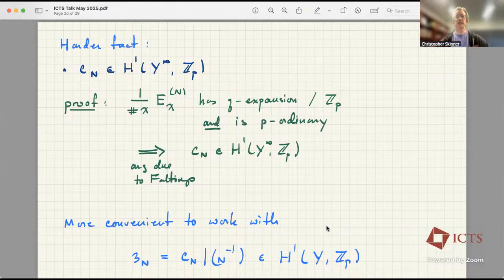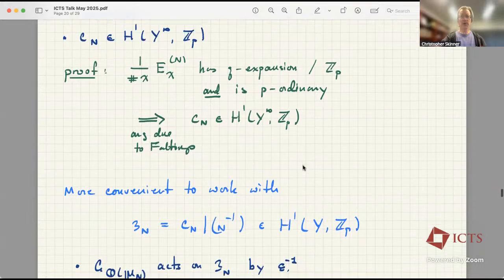So this is true even when a high power of p divides N. I don't have to analyze models of the modular form or anything like this. This is a very soft fact. And okay, so why am I doing this? That gives us an integral cohomology class.